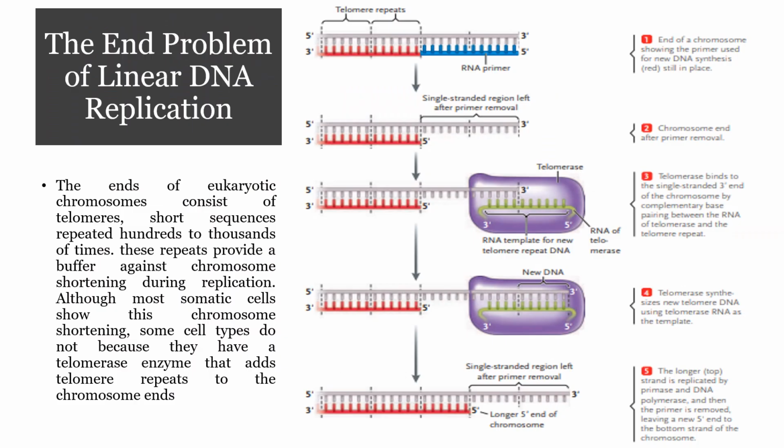The end problem of linear DNA replication. The ends of the eukaryotic chromosomes consist of telomeres, short sequences repeated hundreds to thousands of times. These repeats provide a buffer against chromosome shortening during replication. Although most somatic cells show this chromosome shortening, some cell types do not because they have a telomerase enzyme that adds telomere repeats to the chromosome ends.